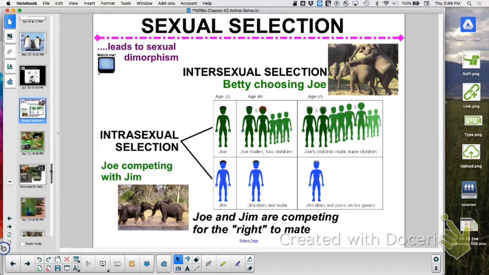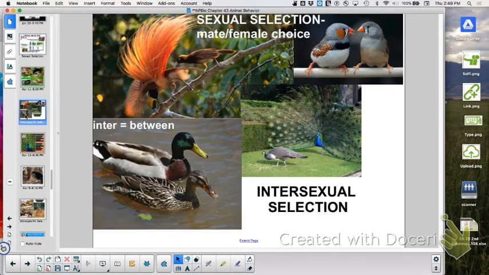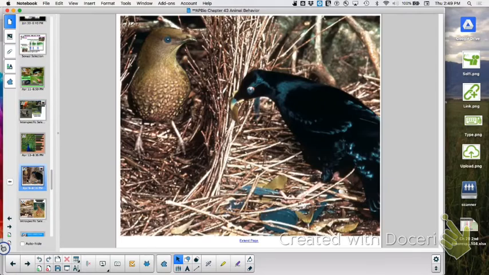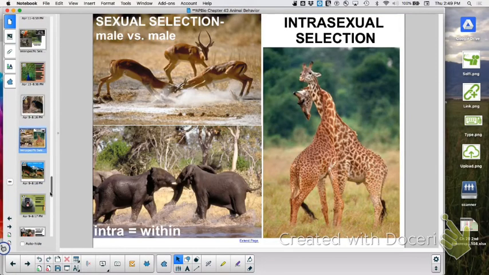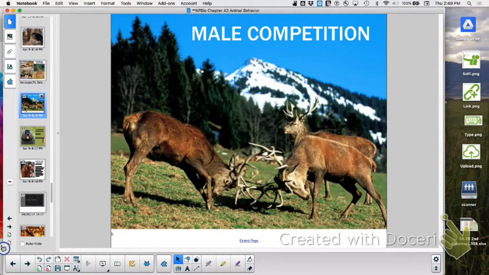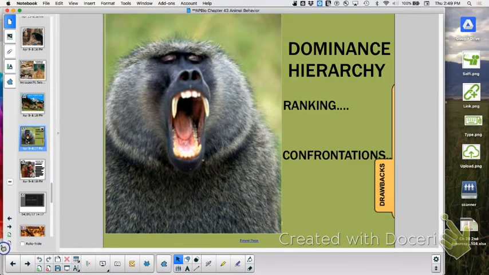And then remember sexual dimorphism as well? Do you remember what that means? They look different. The males and females look different. Okay, and we looked at all different examples of that in a previous unit, and battles, and dominance hierarchies.